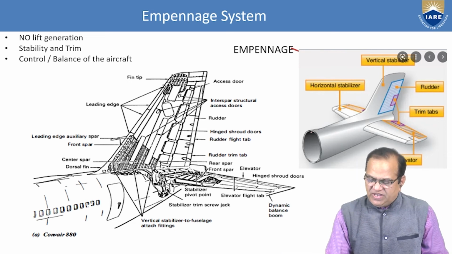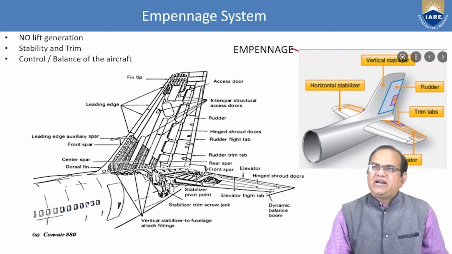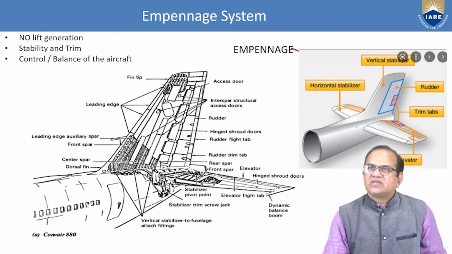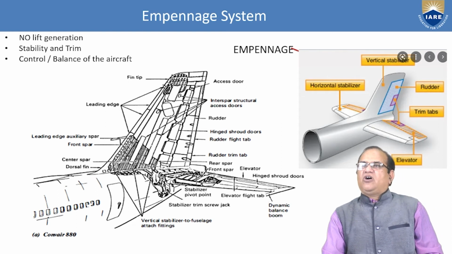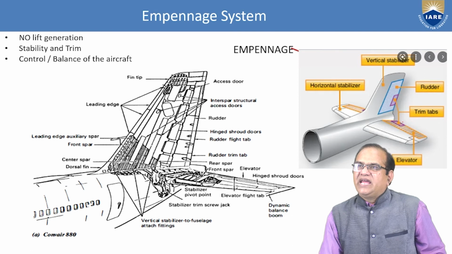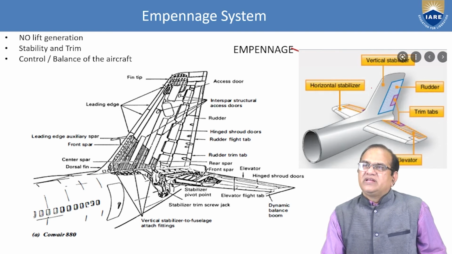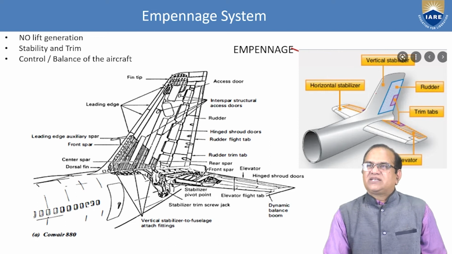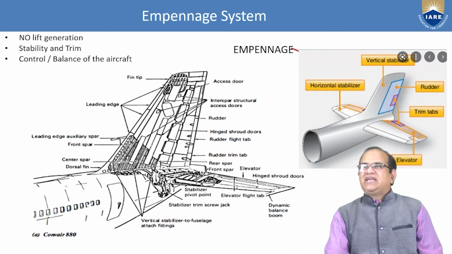If you see here, we have the tail part. This is the tail part here. In this tail part, we have the horizontal stabilizer. This you can see here. We have here an elevator, and every elevator is equipped with a trim tab here. This is the vertical stabilizer. This vertical stabilizer is equipped with a rudder, and this rudder is also equipped with a trim tab.